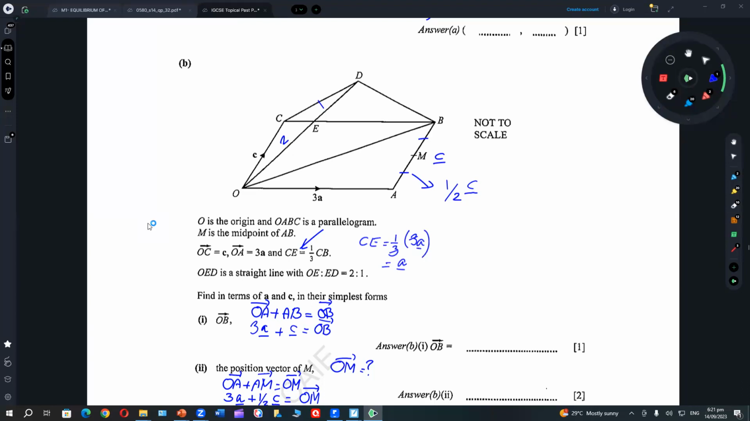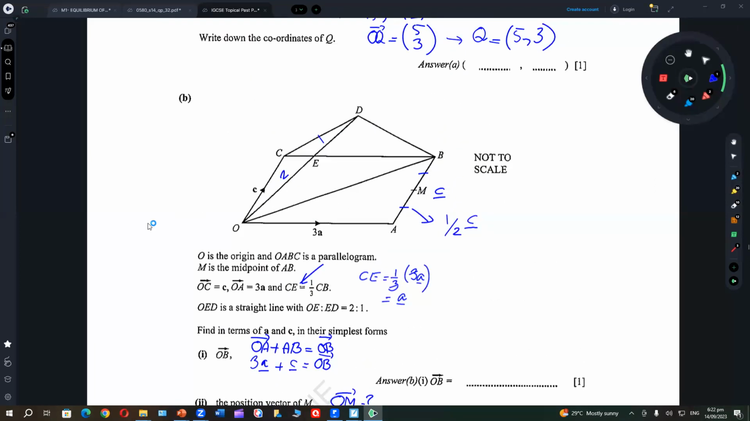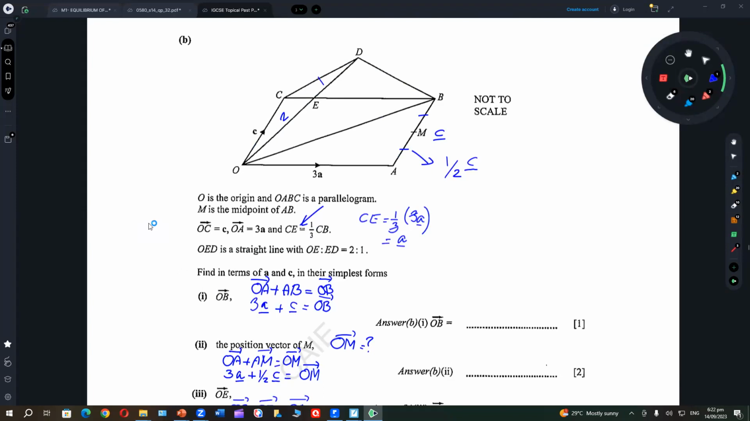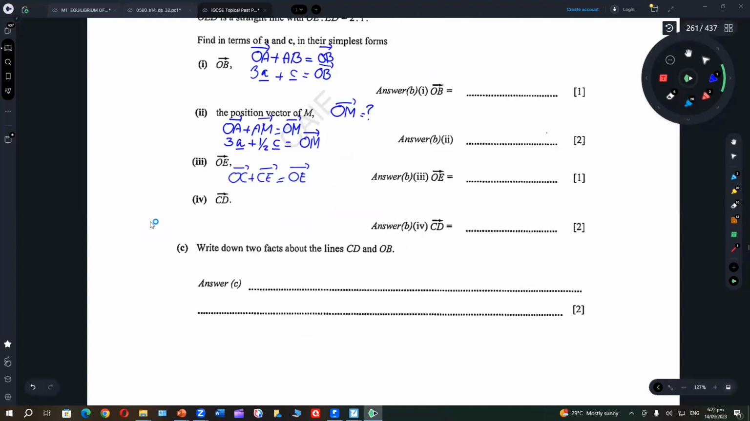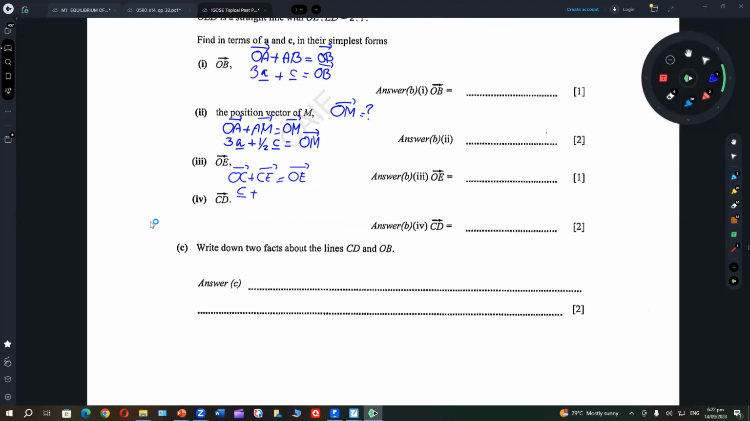So can you travel along the line OC plus CE? OC plus CE is equal to OE. What is OC? OC is, look at the diagram, small C. Good. And what is CE? CE is A. So C plus A is equal to OE.